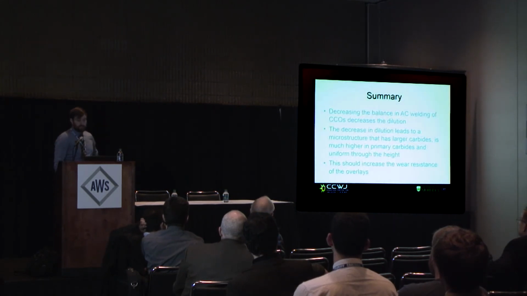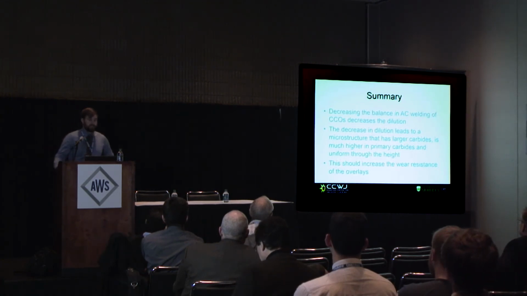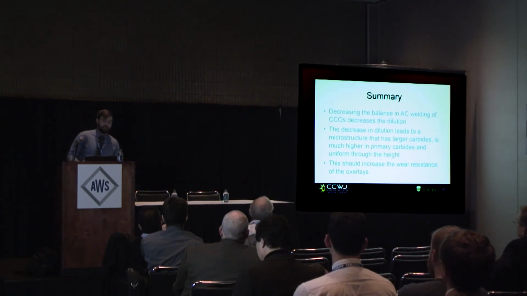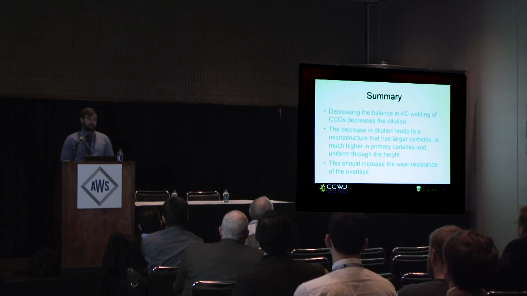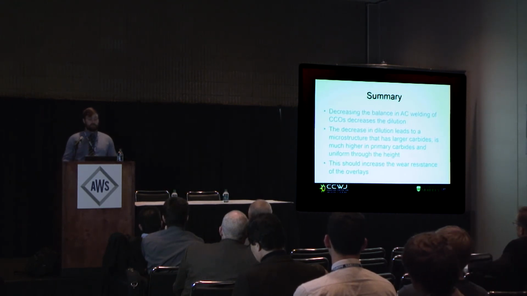Which really just brings me to the summary: by decreasing the balance in AC welding, we decreased the dilution significantly. This decrease in dilution led to a microstructure that had larger carbides, and as I already noted, the more important thing is this led to more primary carbides and more uniform throughout the height, which should give much better wear resistance.